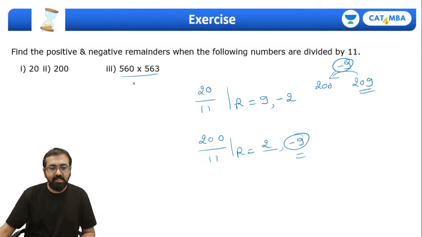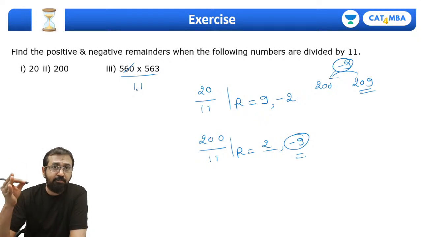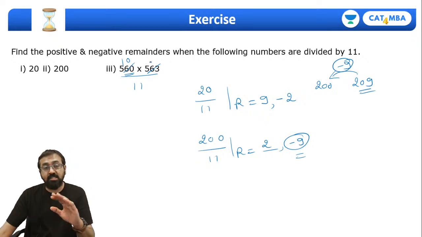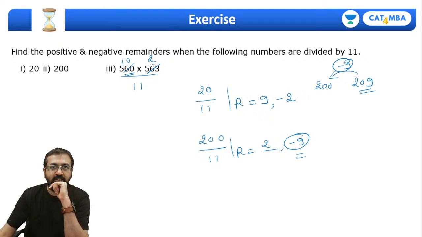560 into 563 divided by 11. Everyone, so 560 divided by 11, of course 11 5s are 55, so 550 is completely divisible by 11, so you can say remainder is 10 over here. And if 560 leaves remainder 10, so 563 must be 3 more than 10. So 3 more than 10 is 13, but 13 can't be remainder when you divide by 11, so divide 13 once again by 11 and you will get remainder as 2. Did you get this point?